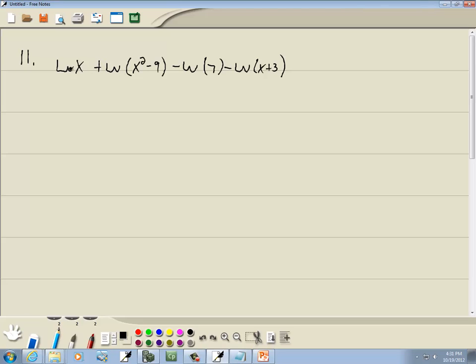Okay, now look at this. I notice that none of the logs have numbers in front of them. So it's in perfect form for using the first two properties. Now we're going to do it from left to right. So I'll do these first two here. We got natural log of something plus natural log of something. Addition becomes multiplication.